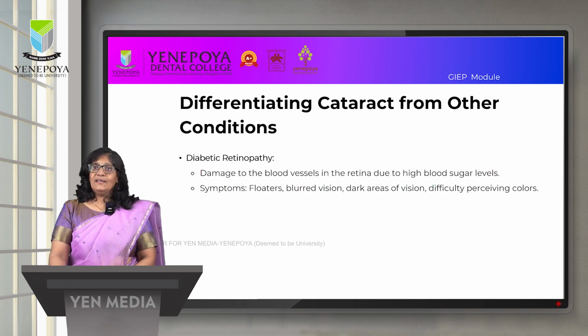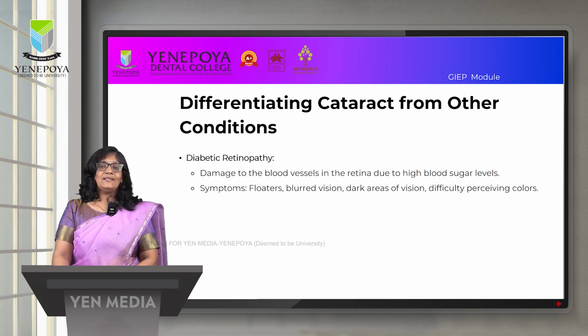Diabetic retinopathy is another differential diagnosis. In this, a diabetic patient may have damage to the blood vessels present in the retina because of the high sugar levels. The symptoms can be floaters or seeing black spots in the eye. There can be blurred vision. There may be darker areas of vision or scotomas. There may also be a difficulty in perceiving colors.